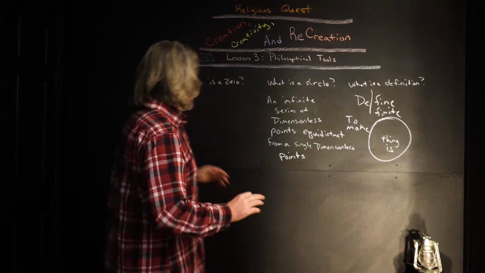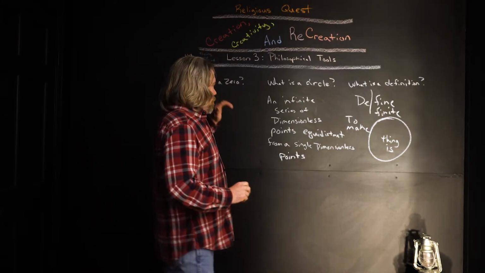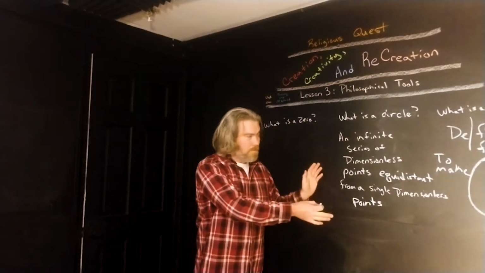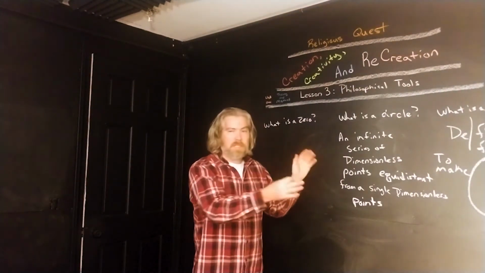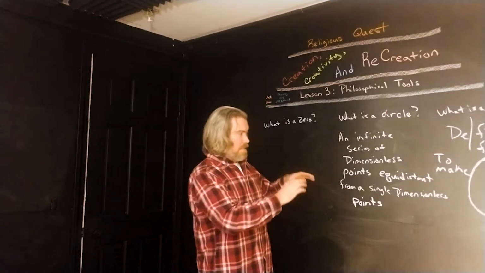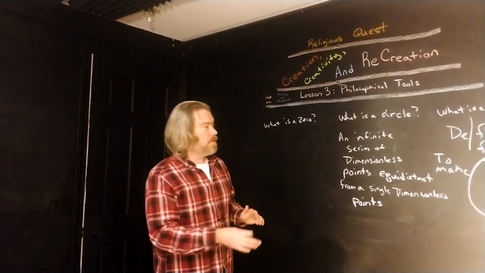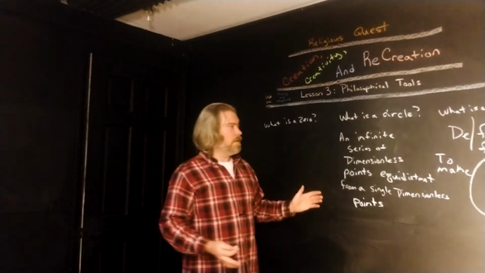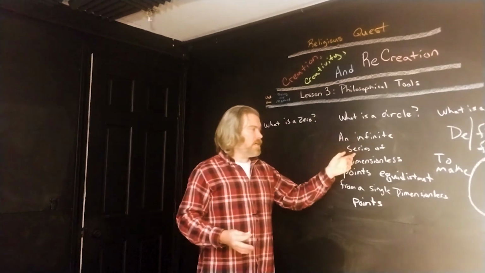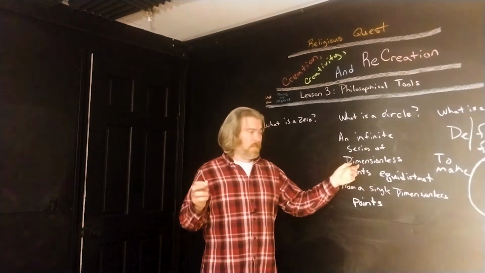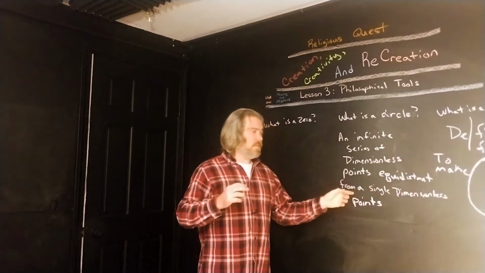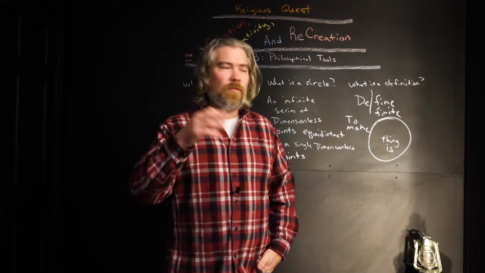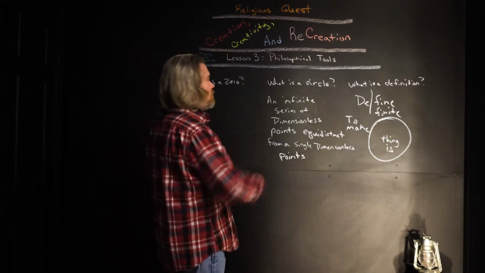Well, you know what a circle looks like. There's a good definition of it. So we've defined a circle, right? A circle is an infinite series of dimensionless points equidistant from a single dimensionless point, and anything that's not exactly that, anything outside of the boundaries of that, is not a circle, right? So if it's a finite series of points that have dimensions that aren't equidistant from a single dimensionless point, then that's not a circle. Or if any of those parts isn't true. So that's what a definition of a circle is.